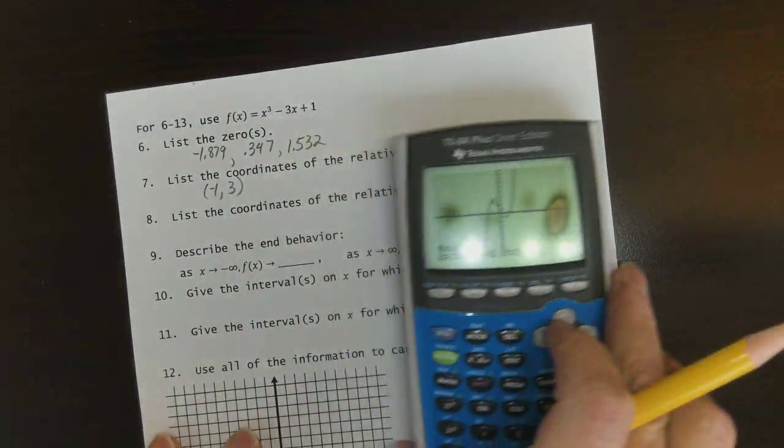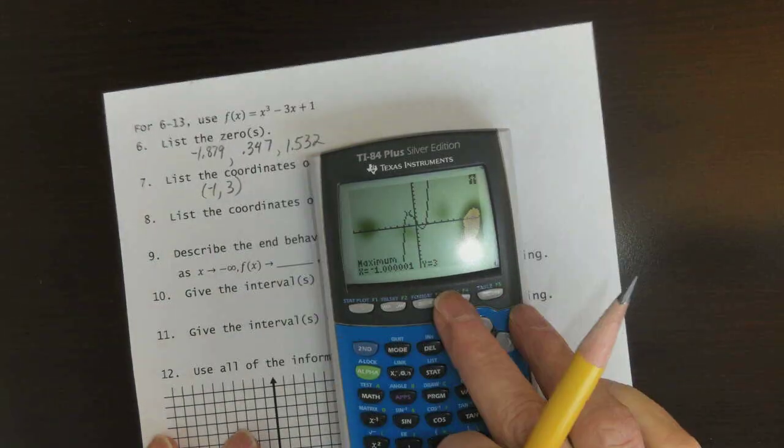So, all right. Now let's get the minimum here. Second, trace. I want the minimum, number 3 here. I'm left of that dip. Now let's go down, complete the dip and get up a little bit, and hit right of the dip and hit enter. And it's rounding again, but I think that's 1, -1.